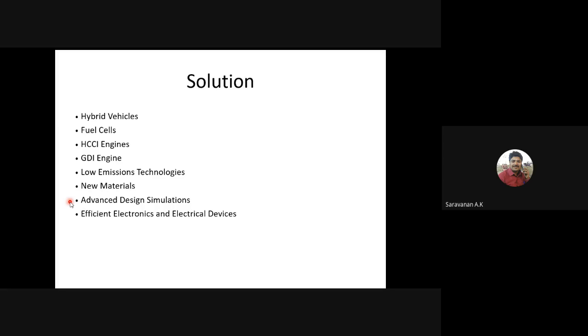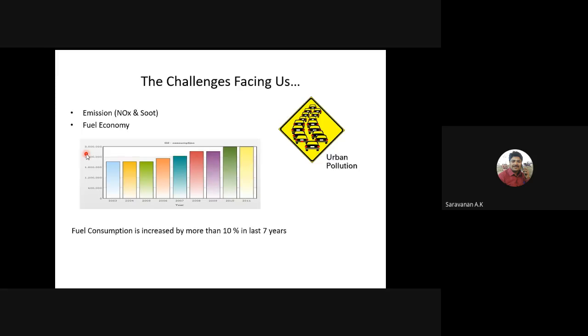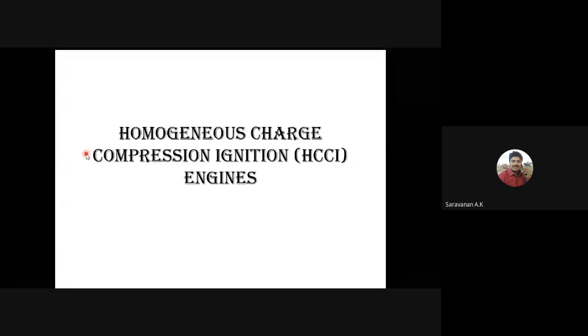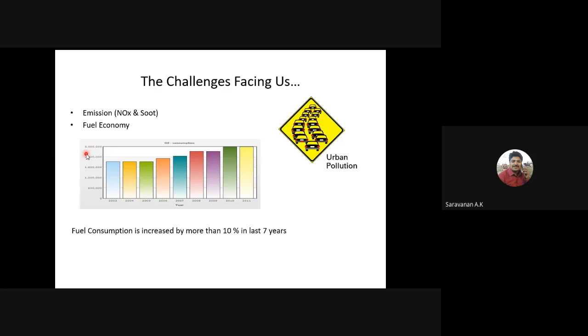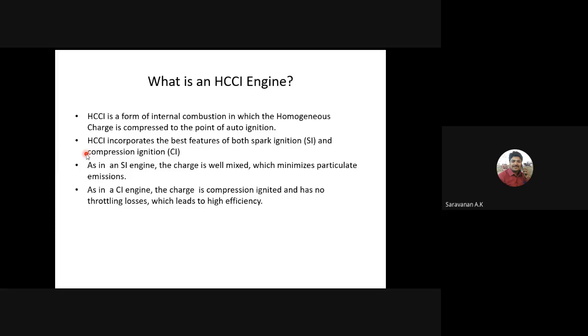For that research, the first one we can see is the HCCI engine. What is the HCCI engine? Our topic is the HCCI engine, the homogeneous charge compression ignition engine. You can remember this one: homogeneous charge compression ignition engines.